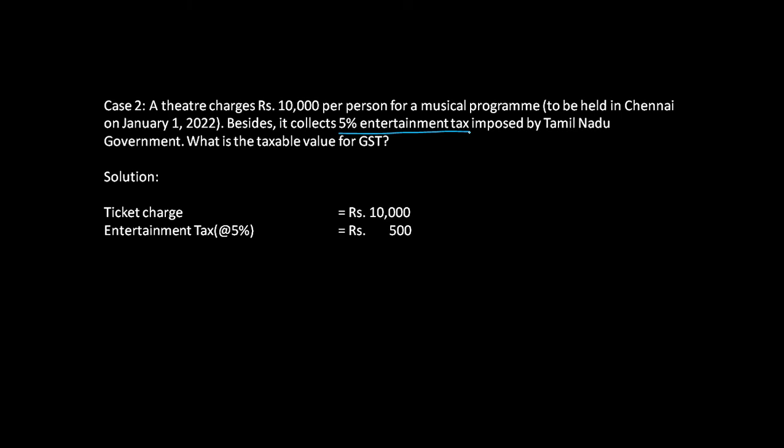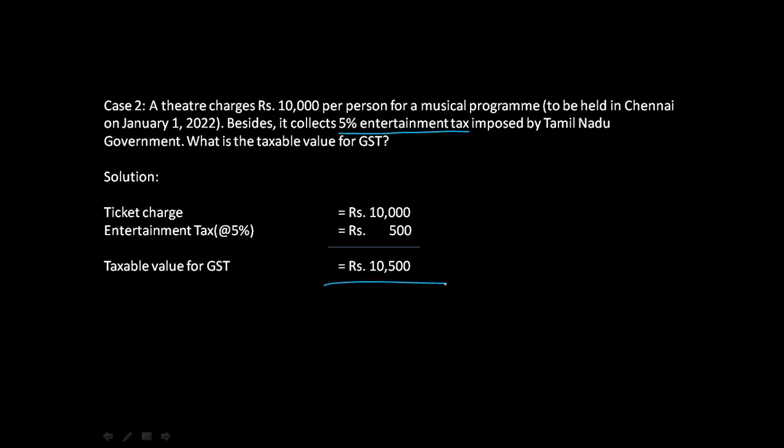Now, do you remember the first point that we discussed? Taxes will be included. If it is not GST, entertainment tax does not come under GST, so it will be included. So then what is the taxable value? The taxable value is actually inclusive of the entertainment tax, which is 10,000 plus 5% of 10,000, which is 500. That comes to 10,500. Now this is the taxable value.